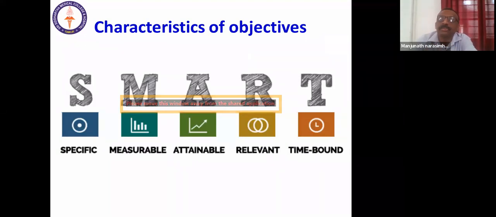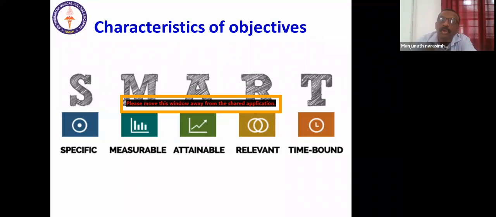Whenever you are writing the objectives, always keep in mind SMART, being smart. What is SMART? S is specific. It should be very specific. What you are going to assess should be specific. It should not be a vague term. Always it should be specific. And M is measurable: whether you are able to measure whatever studies you do. If you are not able to measure, your objectives will fail.